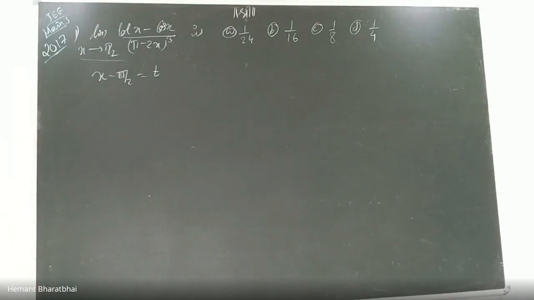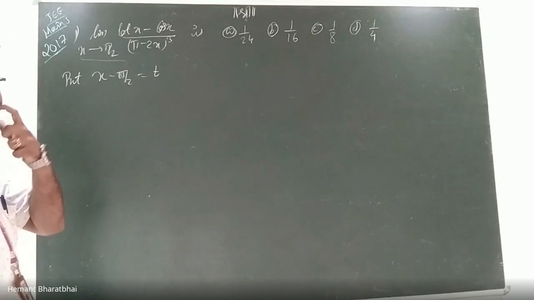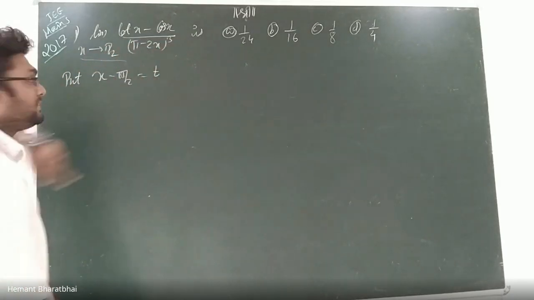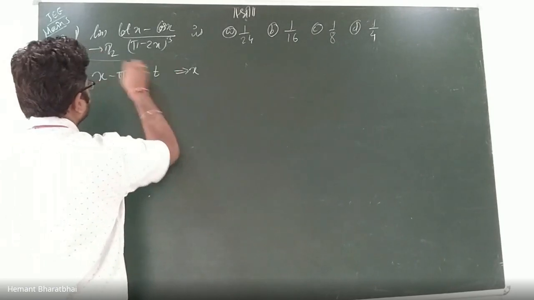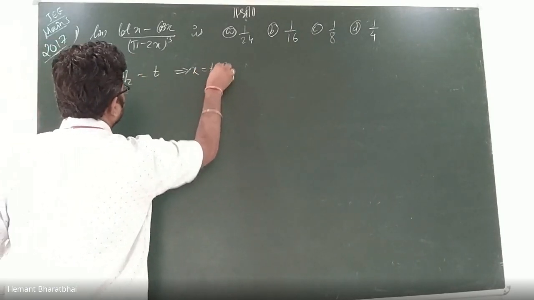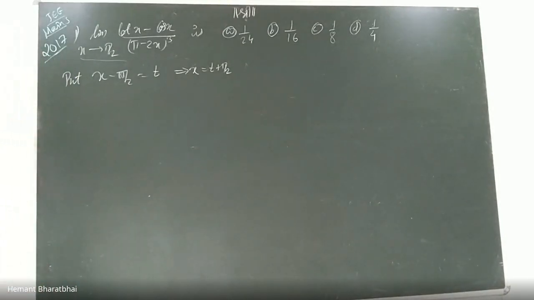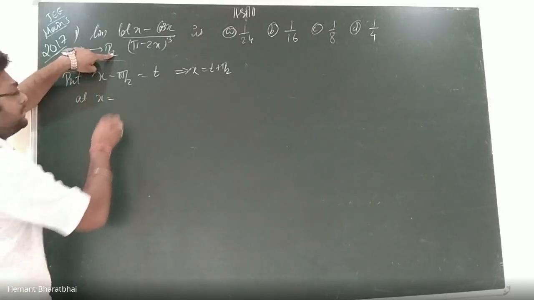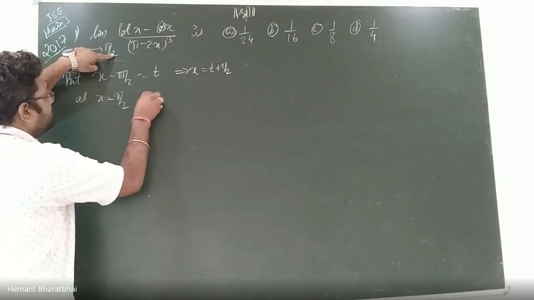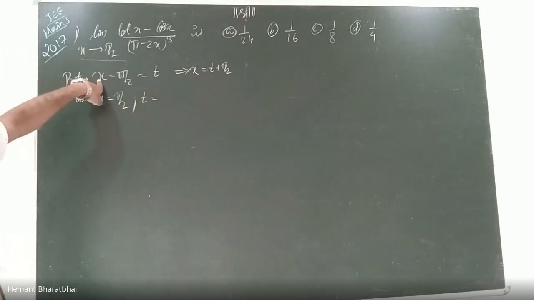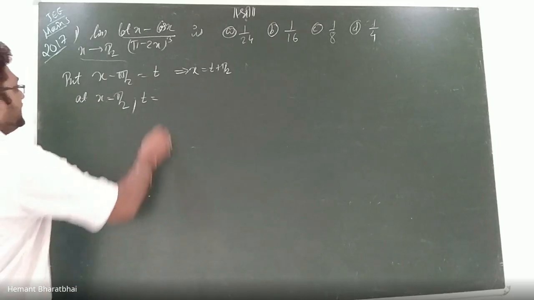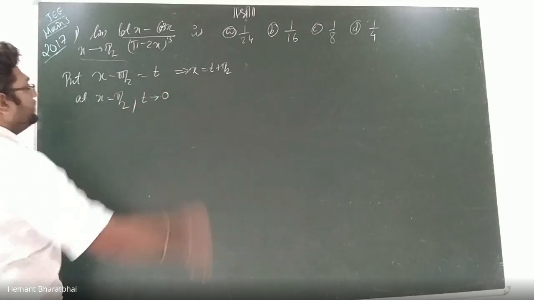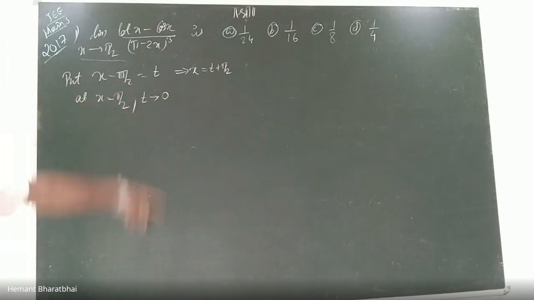So I'll put x minus pi by 2 is equal to t. If I'm doing a substitution, put x minus pi by 2 is equal to t. But everywhere in the question I find x, therefore I will require the value of x. So from here my x will become t plus pi by 2. Now we'll have to find the limit. At x tends to pi by 2, my t will be pi by 2 minus pi by 2, that is 0. So when x tends to pi by 2, t tends to 0.